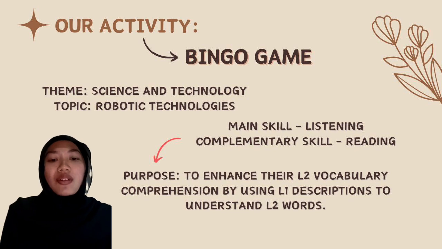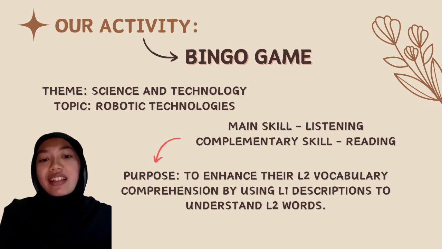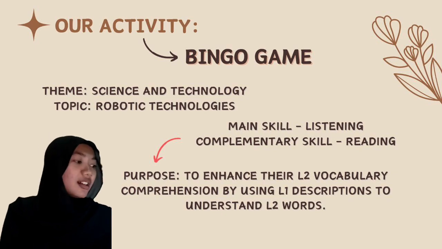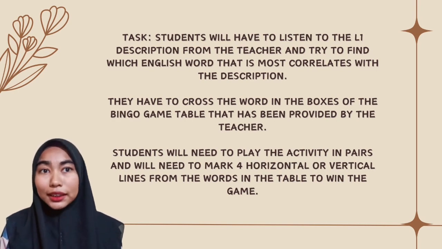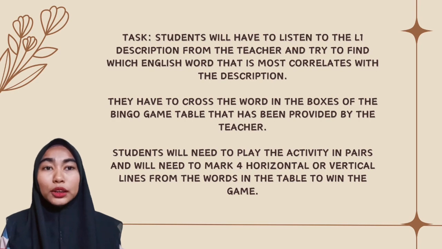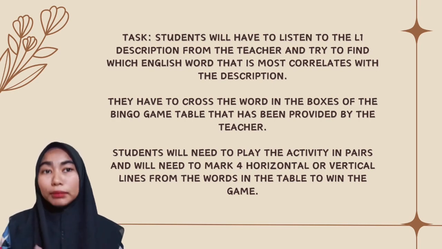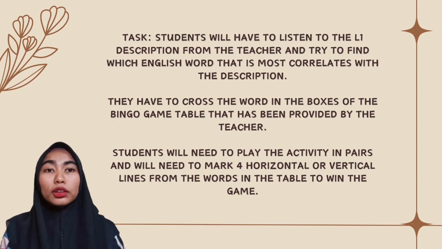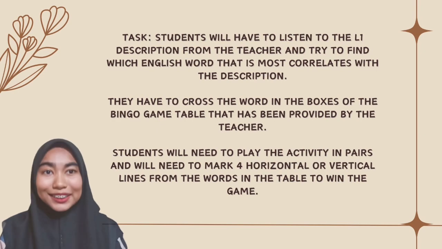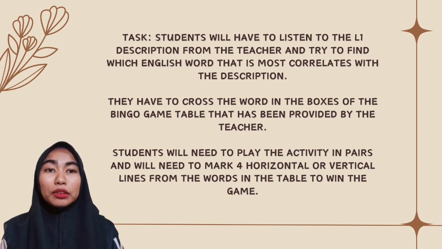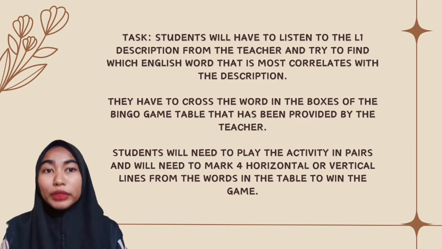The main skill of this activity is listening, and the complementary skill is reading. For the task, the students will listen to the L1 description from the teacher and find out which English word most correlates with the description. They have to cross out the word in the boxes of the bingo table provided by the teacher. Students will play in pairs, and they need to mark 4 horizontal or vertical lines from the words in the table to win the game.